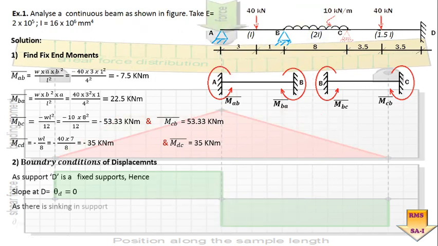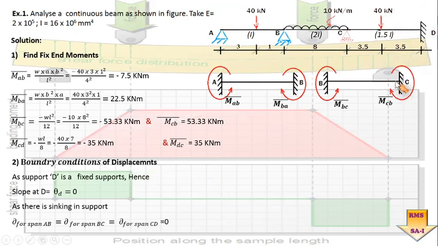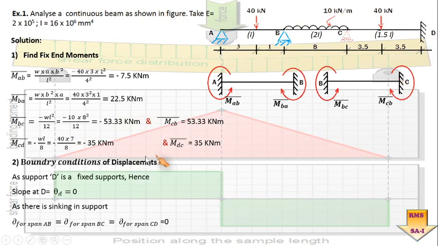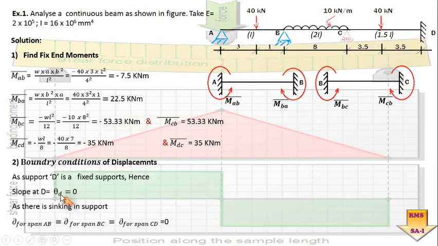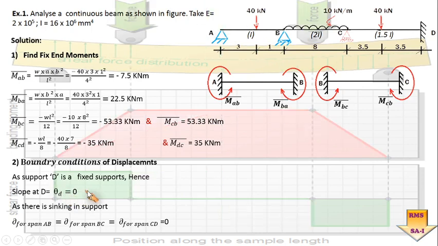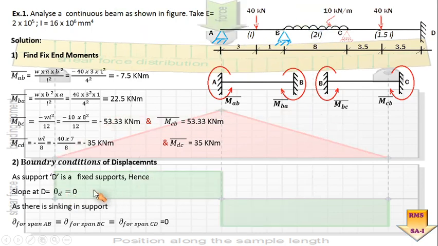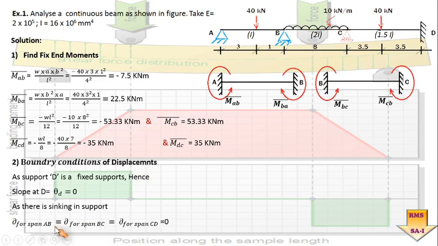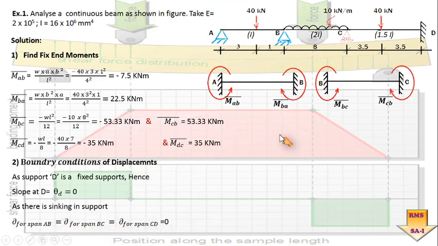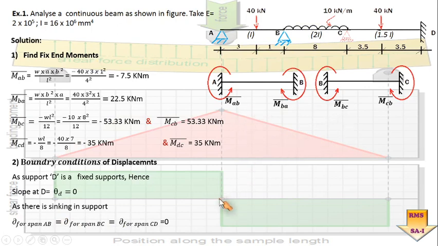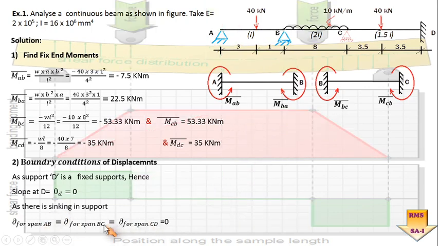this particular problem. So here we can see joint D is fixed, so as it is fixed, there will be no rotation happening about that particular joint D. So that is why theta D is equal to 0. Another thing which we have to understand is related to the sinking of the support. Is there any displacement happening externally on the support system? So in this case fortunately it is equal to 0.